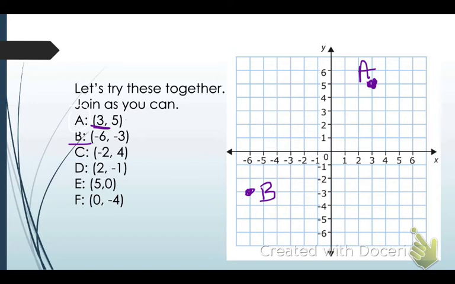I want you to pause the video, and I want you to try C and D. Okay, you should have paused the video, and you should check to make sure that you have C and D in the right spots.